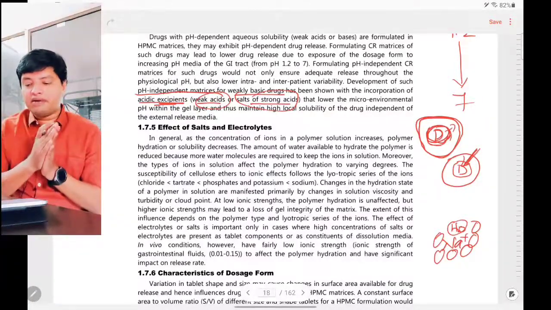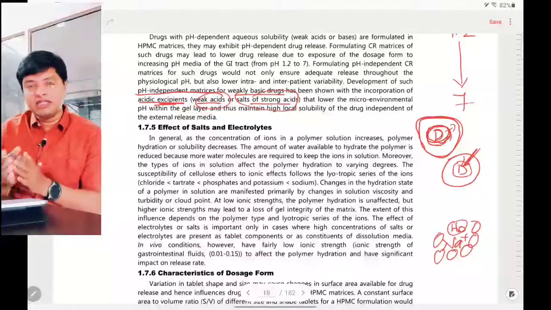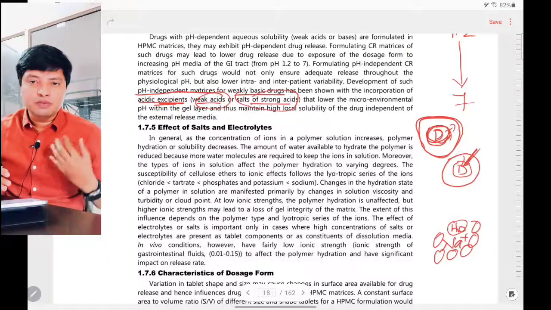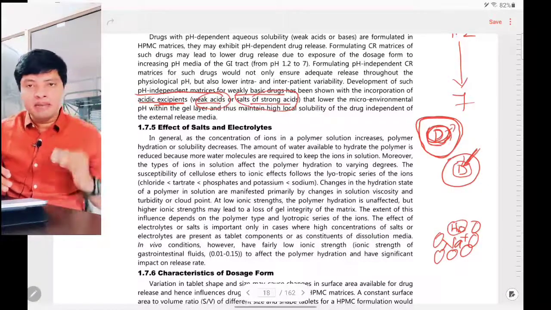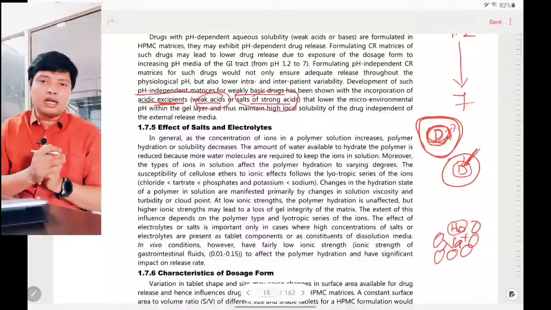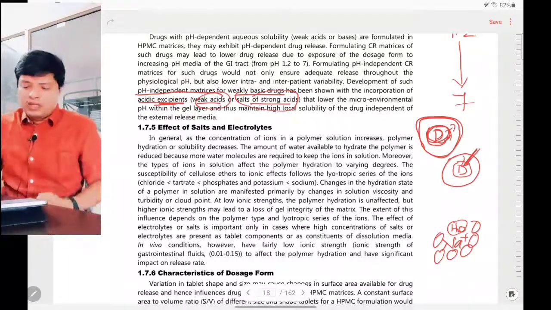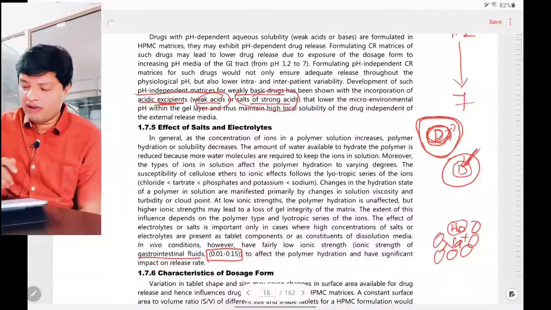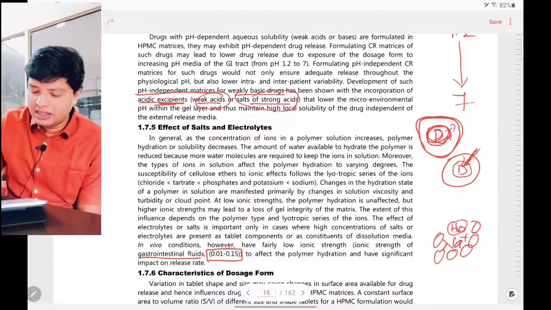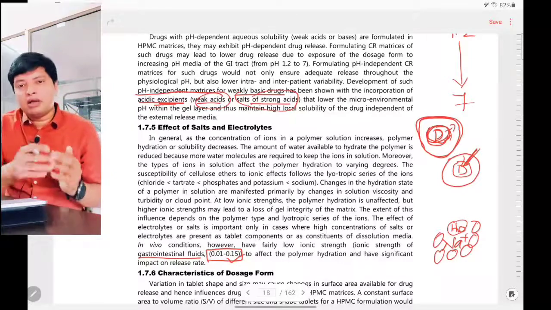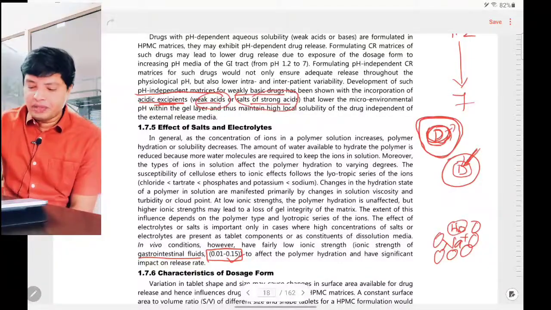this is how the salts and electrolytes will affect the release of the drug in my controlled and sustained release dosage form. So as much as possible, we try to minimize the use of electrolytes within the excipients. You can ask me, sir, what about the electrolytes which are present in the body? So in the body, see here, in gastrointestinal fluid, the electrolyte concentration is very less, 0.01 to 0.15. So the ionic strength is very less here, so it won't cause so much action compared to a higher ionic strength.